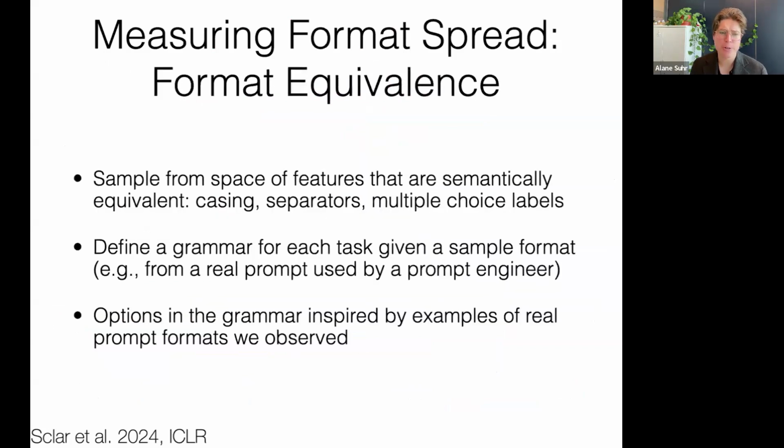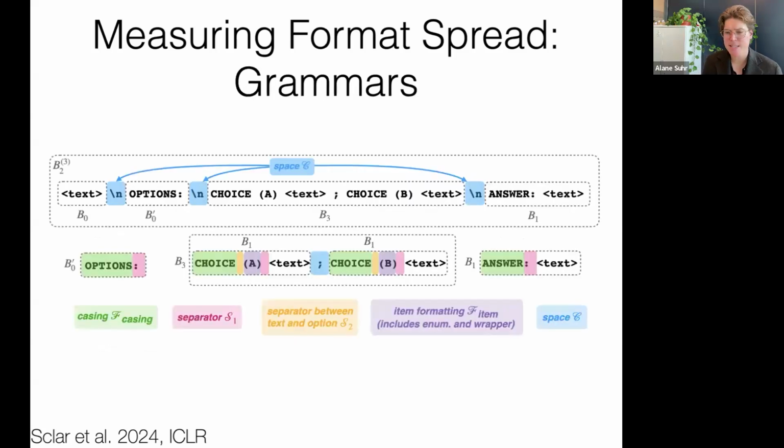So we define a grammar for each task in our evaluation. Given a sample format coming from a real prompt engineer, we define a grammar, and we have the space of options like the casing of the items, separators that we use, multiple choice labels, etc. These options are inspired by examples of real prompts that people had written. So this is an example of one of the grammars where we have 3 different inputs.